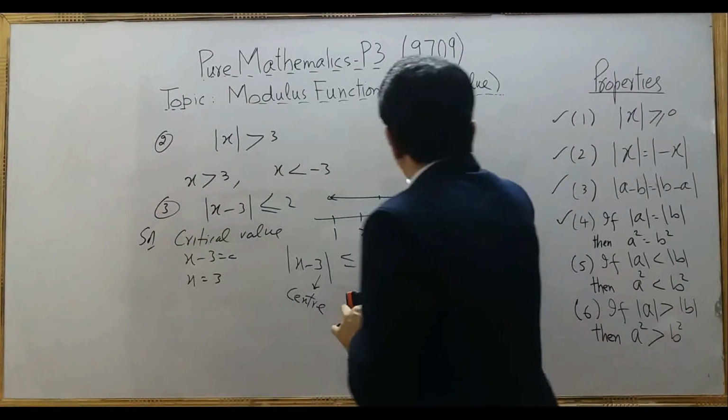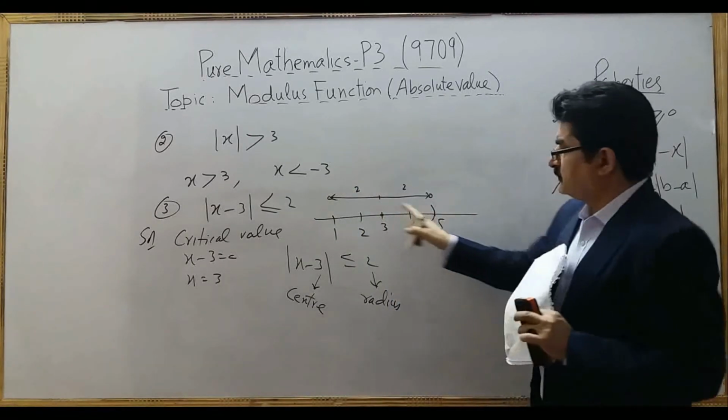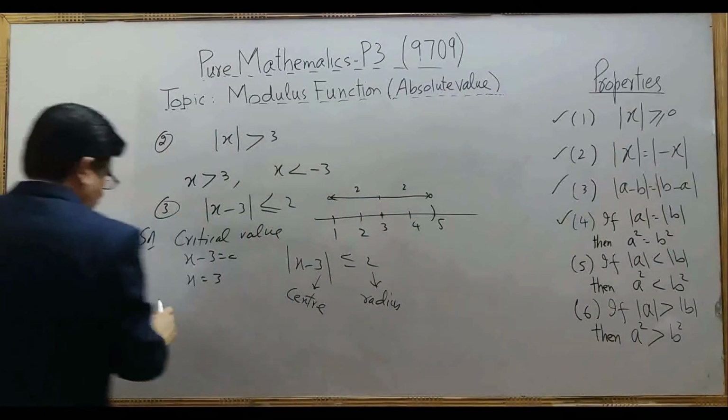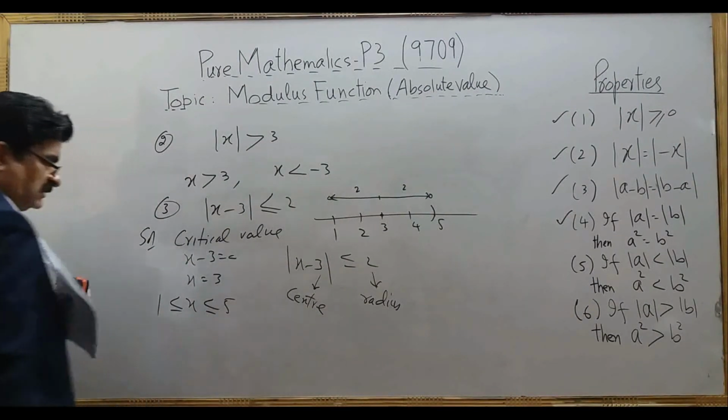So from here, this length is 2 to the right and 2 to the left. You will reach 5, you will reach 1. So the answer is 1 less than x less than 5.